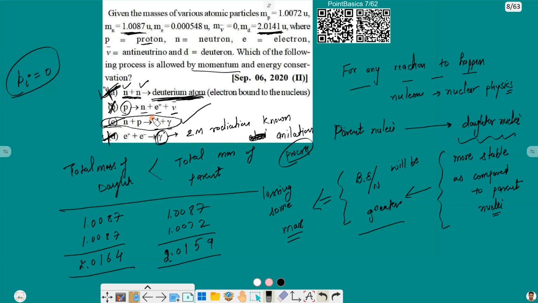So hopefully you got the idea that if we apply energy conservation, or basically mass conservation, then options A, C and D are allowed. But if we apply momentum conservation, then D is rejected and A is also rejected. So the only option left which is possible is option C for us. So with this, let's move to the next one.